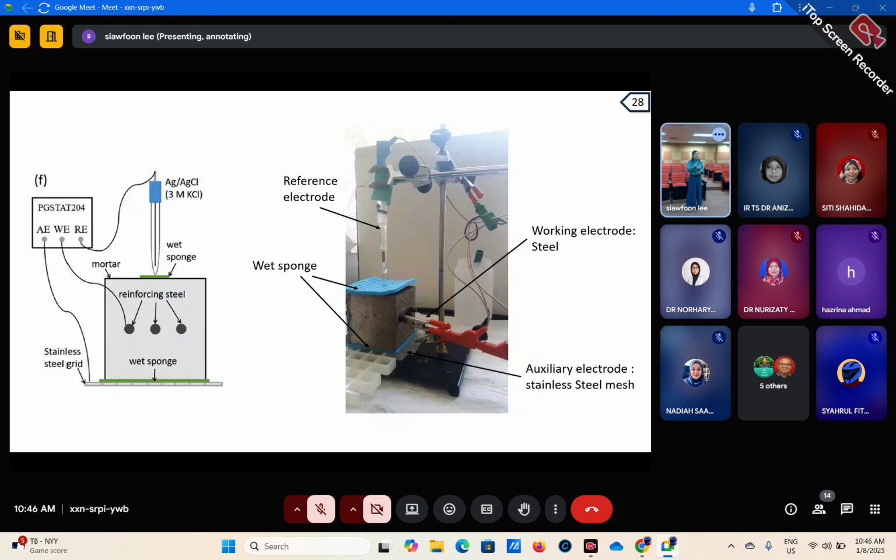And another one, if your steel is actually inside the concrete, this is the setup that you should do. You should put two wet sponges, one on top of the concrete and one at the bottom, because the bottom one will act like the auxiliary electrode, and they need the solution for the ions to flow through. So this is the reason you put the wet sponge here. And then the reinforced steel will be the working electrode. So then you connect these three cables, and you will be able to study all the properties that I showed in my slide before using the electrochemical techniques.